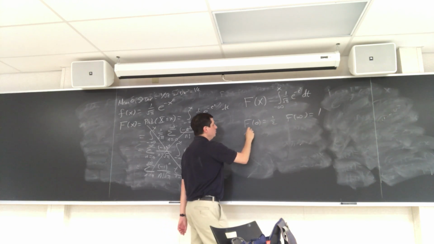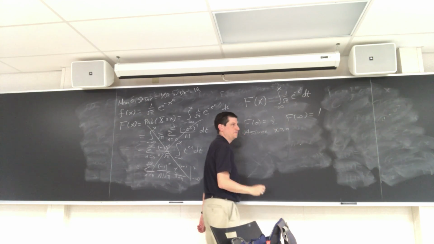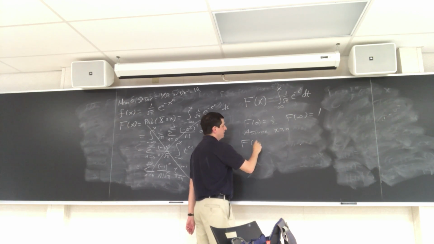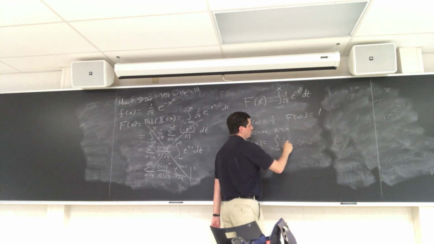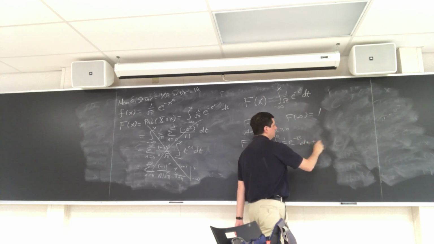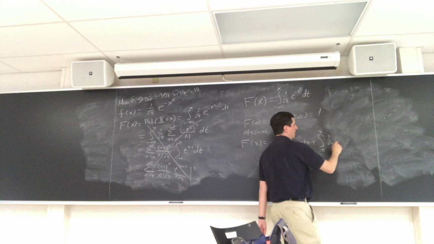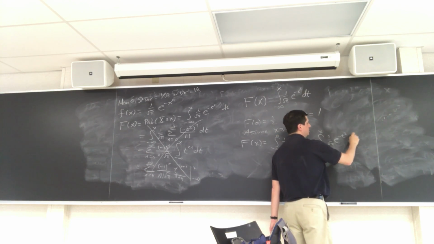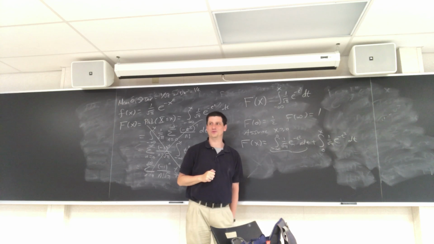So let's assume x is greater than or equal to 0. I can write f of x as the integral from negative infinity to 0 of 1 over square root of pi e to the negative t squared dt, plus the integral from 0 to x of 1 over square root of pi e to the negative t squared dt. What does that integral equal?